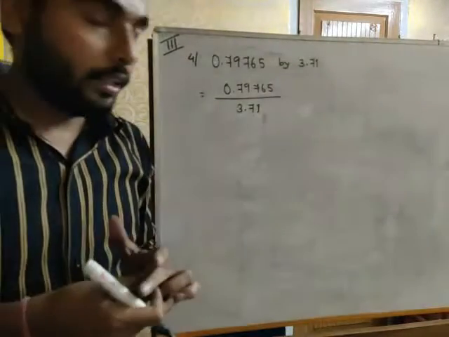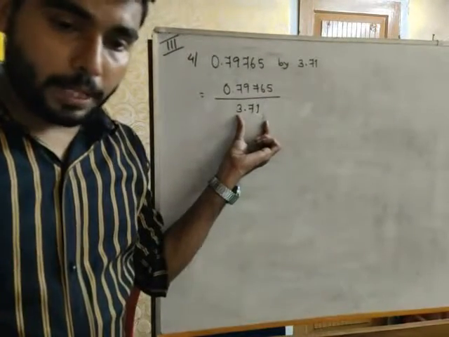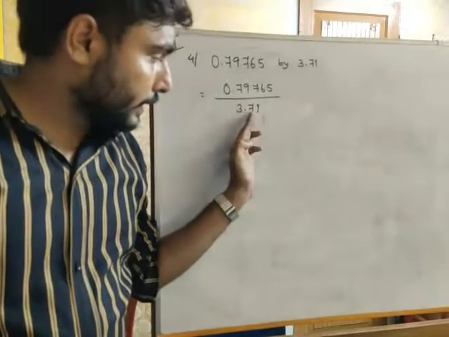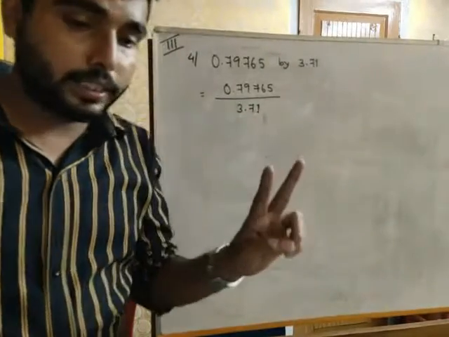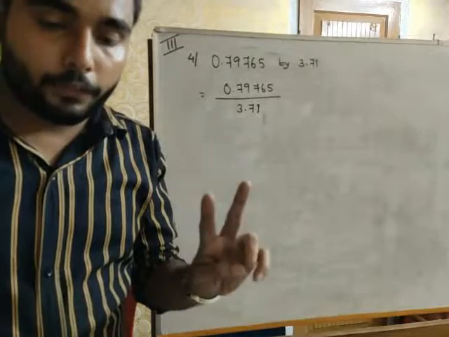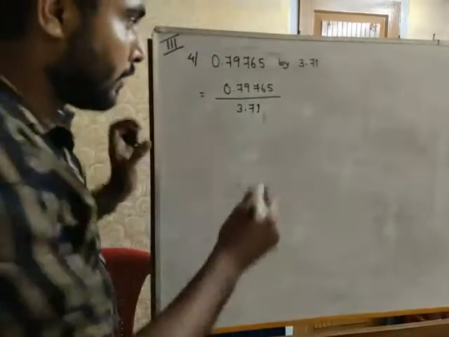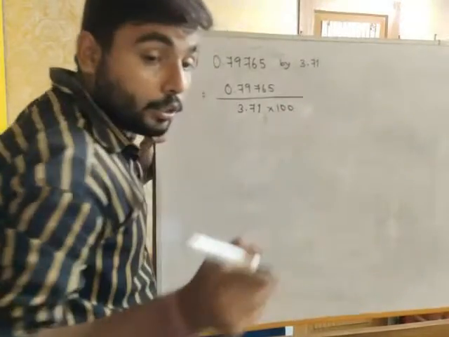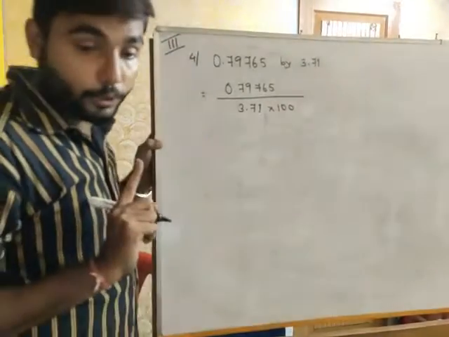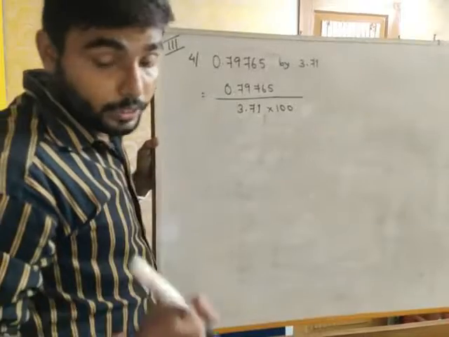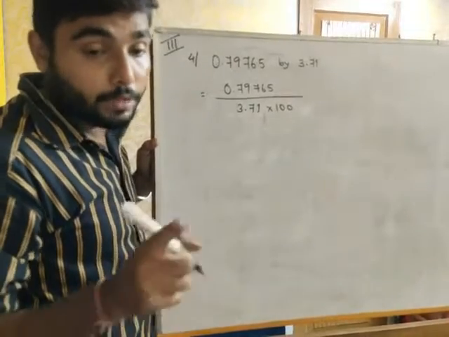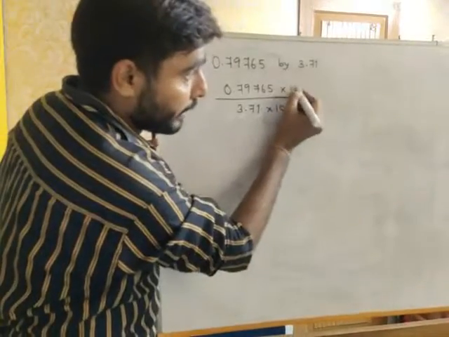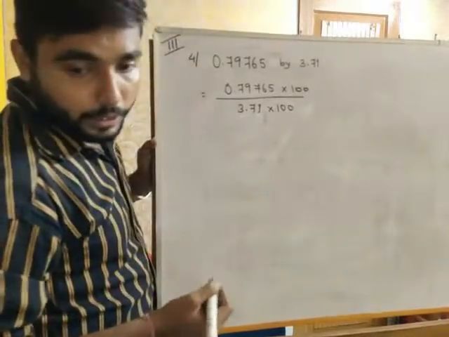Okay, look at the denominator. How many digits are after the decimal? There are two digits. So you will multiply 1 with how many zeros? 2 zeros. Okay, and since you have multiplied 100 here by yourself, which was not given in the question, and in maths you cannot do anything by yourself. If you do, you have to keep the balance. So to keep the balance, you have to multiply 100 on the top also.